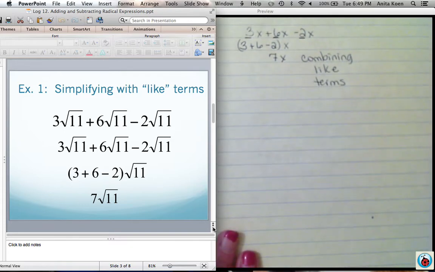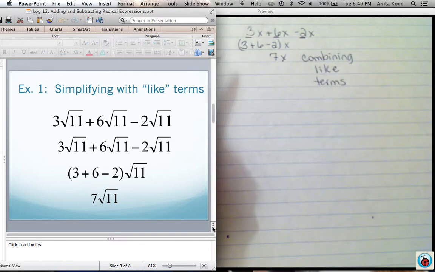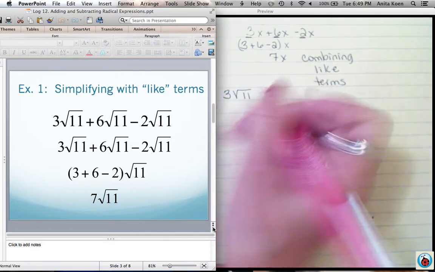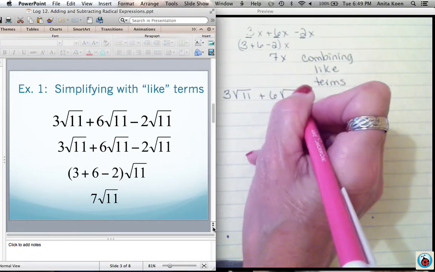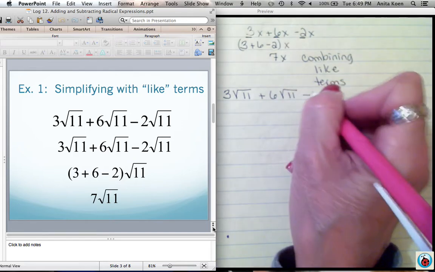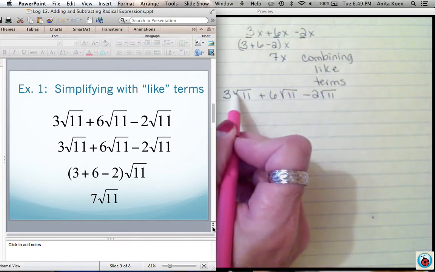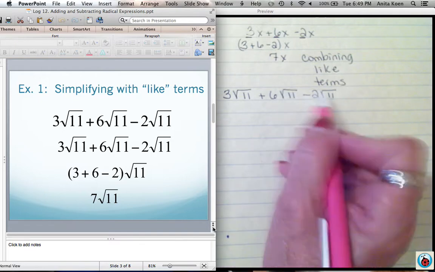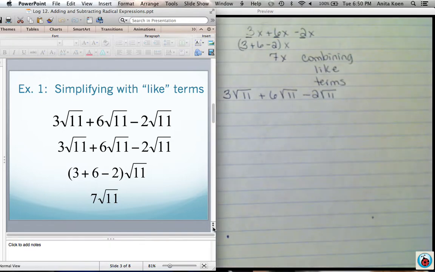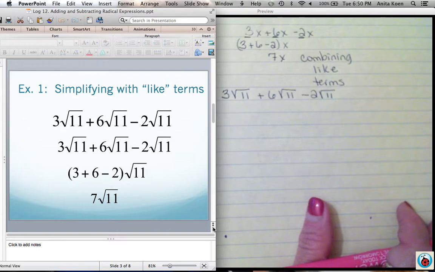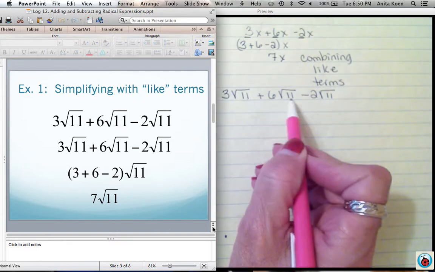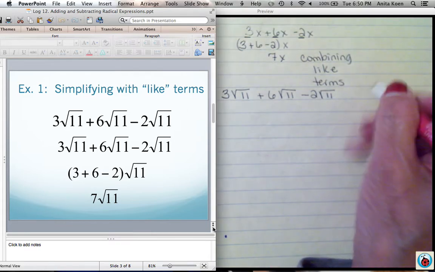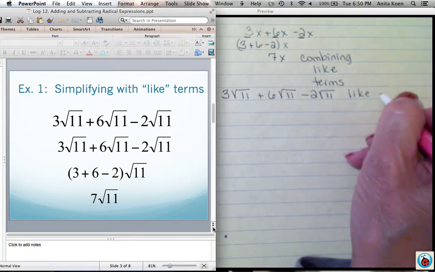Now we're going to use this example of combining like terms to combine like radicals. If I have radicals that have the same index, and remember the index is the little understood number here, this is an understood 2, an understood 2, an understood 2, the same index and the same radicand. 11 is the radicand. That's the number or the expression under the radical.